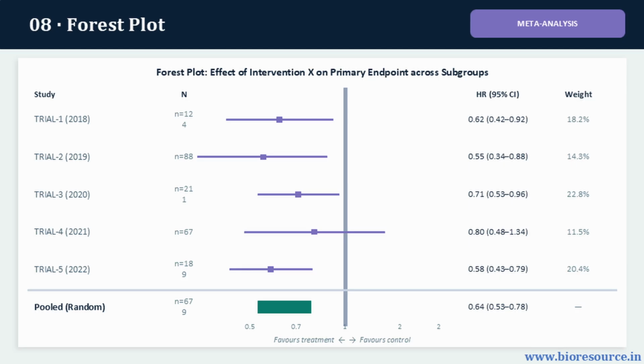Forest plots are used when you want to compare effect sizes across studies, subgroups, or trials. They are common in meta-analysis, clinical group analysis, and systematic reviews. Each line shows an estimate and its confidence interval. The pooled result summarizes the overall effect. The vertical line usually represents no effect. If a confidence interval crosses that line, the result may not be statistically significant.